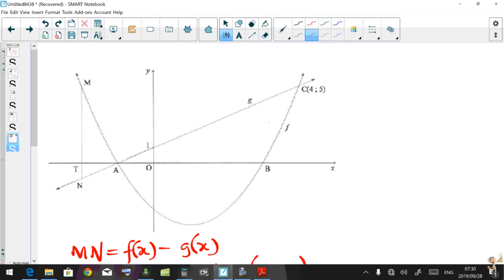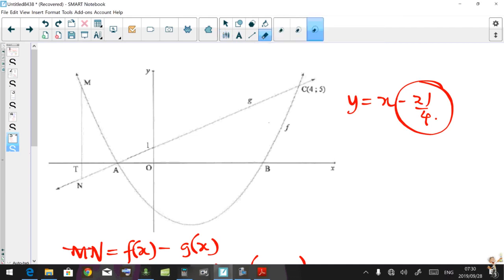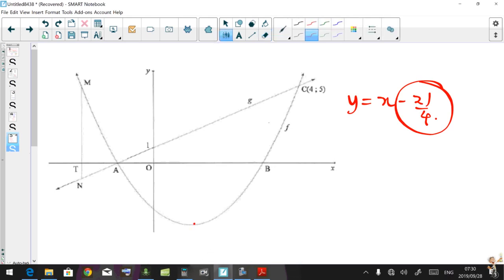Alright. We got an equation that says, what was the equation? Y equals x minus 21 over 4. What does this tell you? My c value, right? Negative 21 over 4. Let me clean this. Do you remember this value? Alright. That value was what? Negative 4. That value was negative 4.